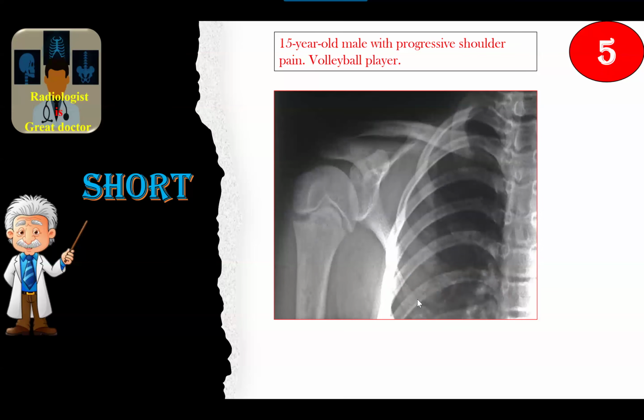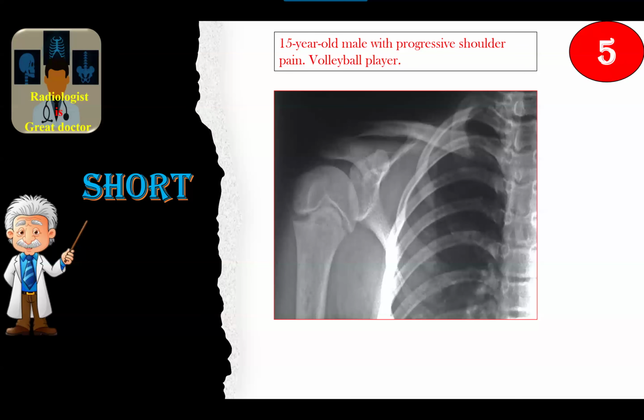MRI if clinically indicated. No need to mention the grading. Just superior displacement is, I think, grade 3 or 4, but no need. 75% of the cases will be in adults, 25% in children, like a simple bone cyst in a child or this type of injury.